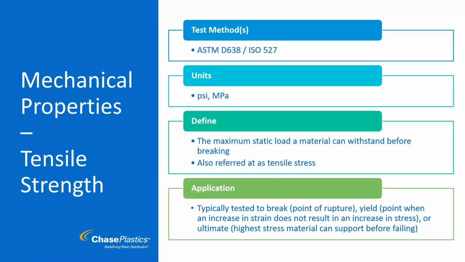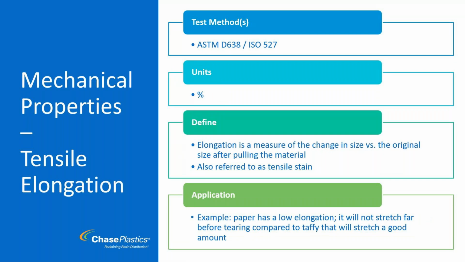Okay. And then I'll go over elongation, and then I have a couple pictures to show what that testing looks like. So tensile elongation, also known as tensile strain. It's the difference or change in size versus the original size of the material. So how much does it elongate when I'm pulling it apart? An example that might be easy to understand: if you take paper and try to pull it in opposite directions, it's not going to stretch very far before it tears. Versus if you take a Laffy Taffy, the candy, and you try to pull it apart, it's going to stretch a lot before it breaks. So your taffy would have a really high elongation, your paper would have a really low elongation.